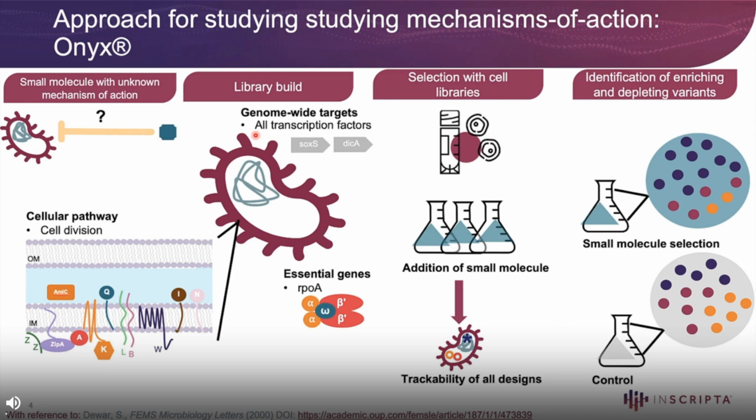So with the Onyx, it allows you to design many different types of genome libraries. Here are 3 examples of the genome libraries which we used in this work. So with the Onyx, you can make genome-wide targets, such as all transcription factors, and you can make different insertions or deletions to these genome-wide targets. You're also able to make precise edits to essential genes, such as RPOA.